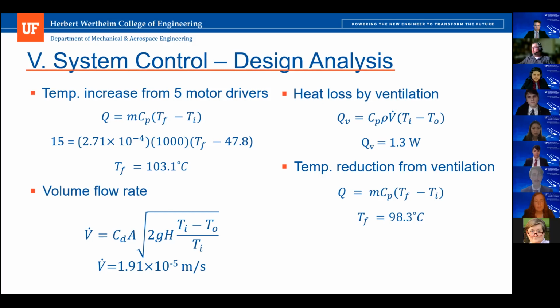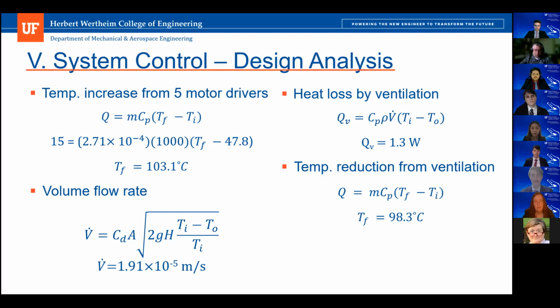This results in a total heat dissipation of 15 watts, which increases the air temperature inside of the control box to 103.1 degrees Celsius. Then to reduce the internal temperature inside the control box, holes were cut out into the plastic casing to allow for natural ventilation to the top for proper airflow. To find the heat loss due to ventilation, we first needed to calculate the air volume flow rate in the control box. This value is dependent on the discharge coefficient, which is the ratio of actual discharge to the theoretical discharge of the fluid flow.